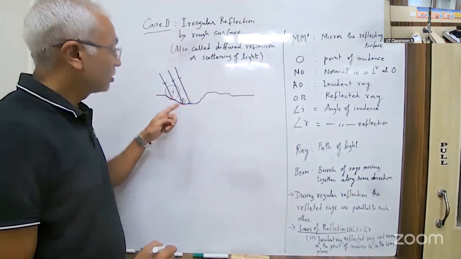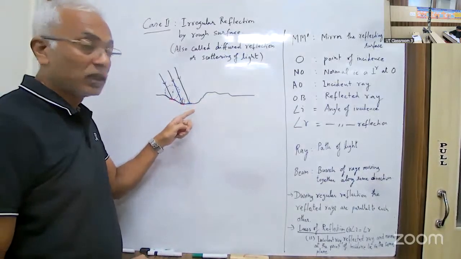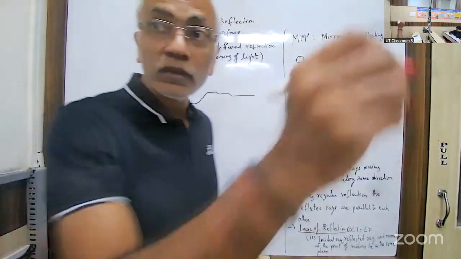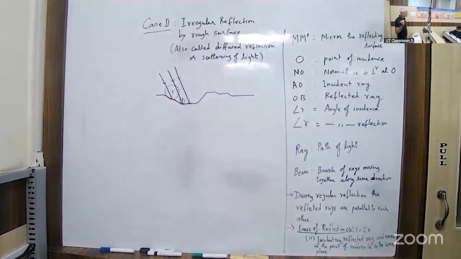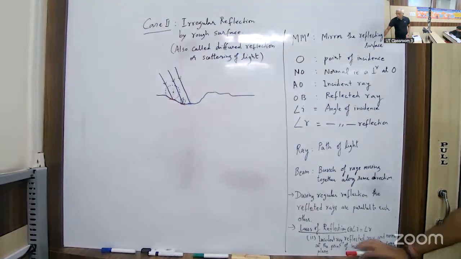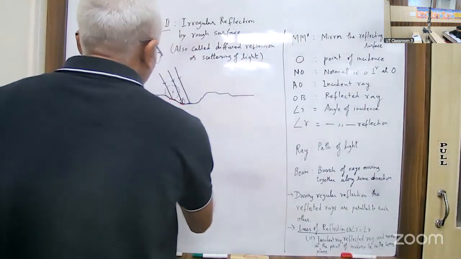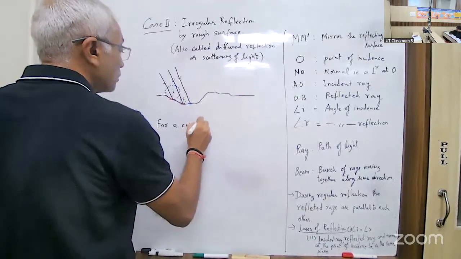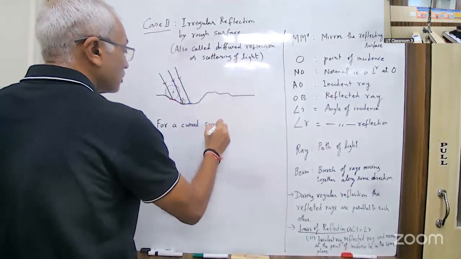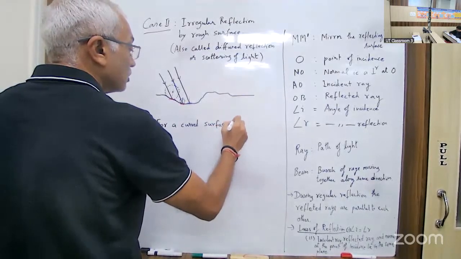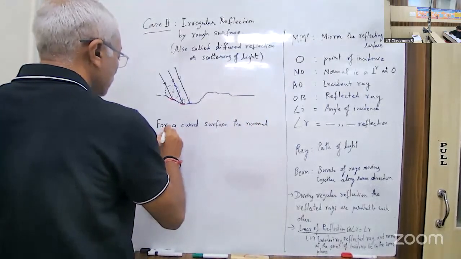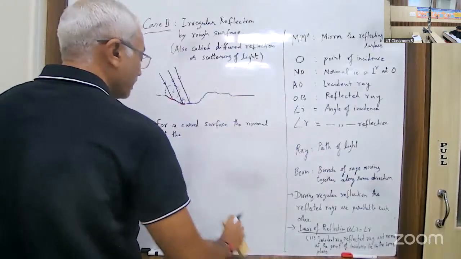Understood? The normal at a point on a curve is either perpendicular to the tangent at that point, or it is the radius of the circle or sphere of which that surface is part. ठीक है? So I'll write it. Explanation is for a curved surface. The normal at the point of incidence is the radius.